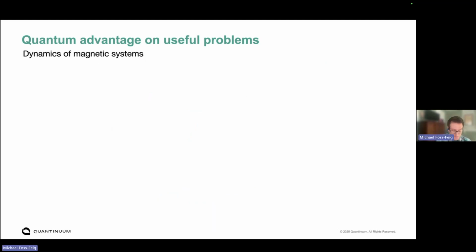Okay, so the specific problem that we chose, to try to find something where we could achieve useful quantum advantage, was specifically looking at the dynamics of magnetic systems, so quantum magnets. And the reason for that is relatively straightforward.